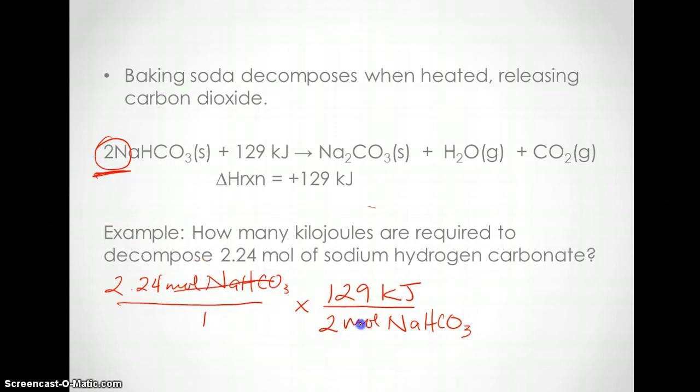So you have to pay attention to that balanced equation when you're making your conversion factor for heats of reaction. They're not per mole like all the other ones we've seen with physical changes, like changing from solid to liquid or liquid to gas. So here when we do our math, we end up with a grand total of 144 kilojoules are required. Okay.